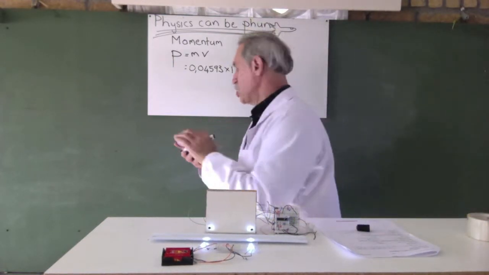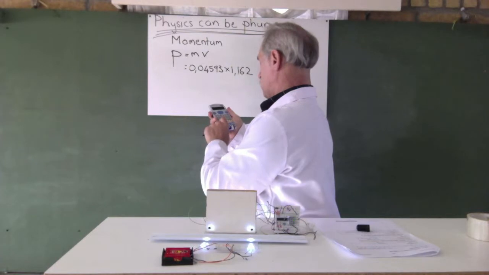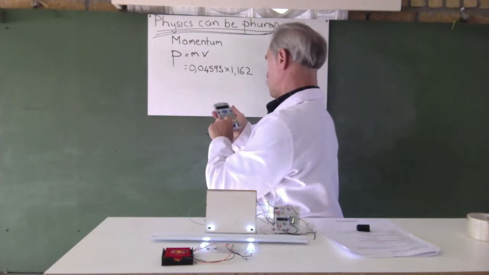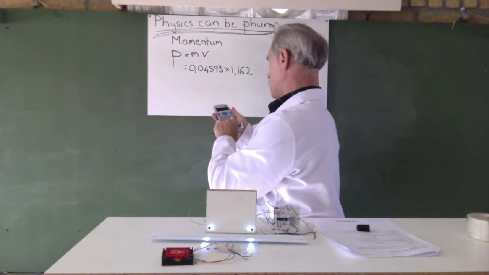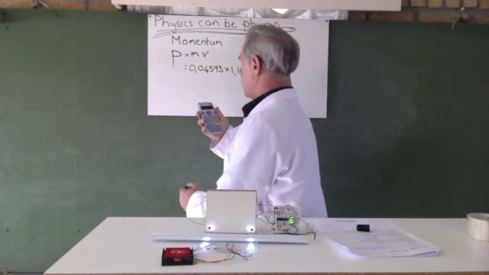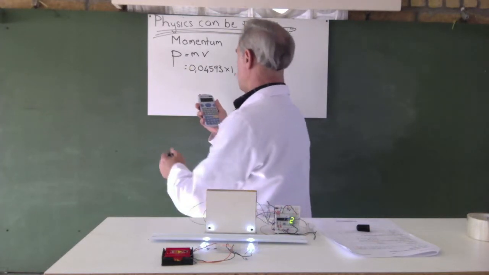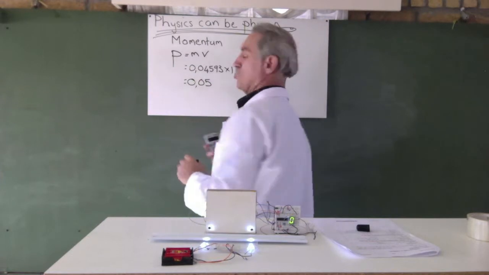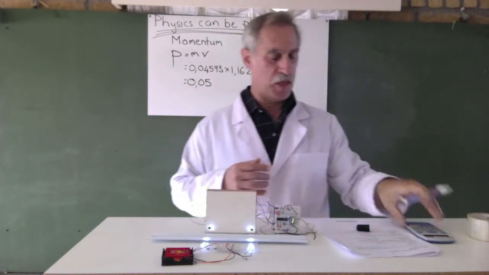Let's do our calculation. 0.04593 times 1.162. And our momentum is 0.053, rounding it off to 2 decimal places.